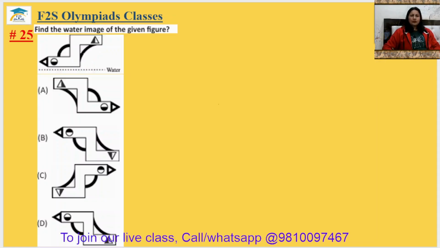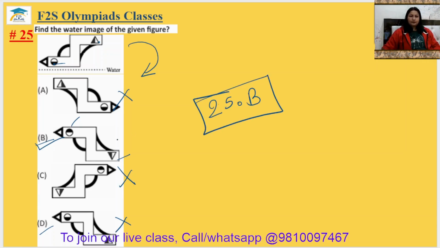Question number 25. Find the water image of the given figure. Water image means upside down flip. So this will not be the answer. This will not be the answer. The answer can be B or D. But the answer will be B because we can see the colored part of this circle has also flipped and the triangle is also flipped here. It is not the same in option D. That's why we will go with option B. So the 25th answer will be option B.